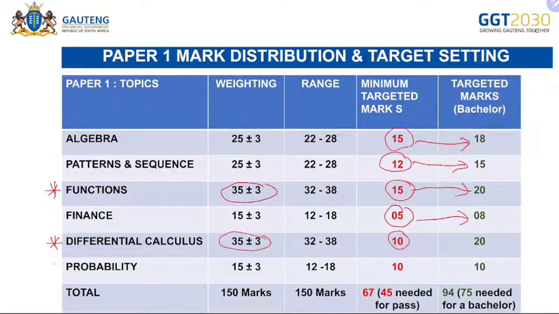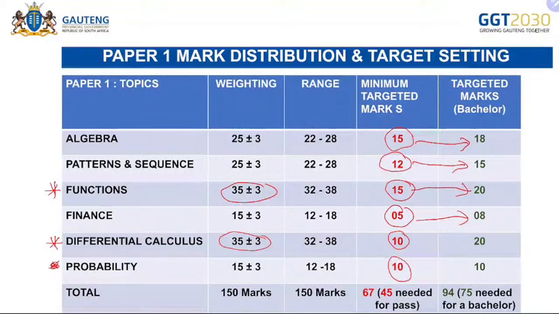Right, we then also have probability and counting, 15 with a variance of 3, which means it can range between 12 to 18 marks. The minimum target there should be 10 marks. We know with probability, the bulk of the work that would be examined would be from grade 10 and 11 probability. Your Venn diagrams, your tree diagrams, your contingency tables, your basic rules there, very, very important.